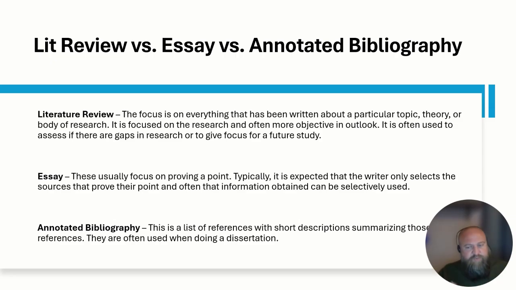But it's worth noting what the distinction is here, right? And they are distinct as far as what you are writing. So with a literature review, the focus is on everything that has been written about a particular topic, theory, or body of research. It is focused on the research and is much more objective in its outlook. It is often used to assess if there are gaps in research and or to give focus for a future study, right? Going back to my earlier example, DBT, teens with addiction. Has this been done before? Has anybody looked into this? Right? If yes, then hopefully there's enough available there that maybe I don't need to do a research study.